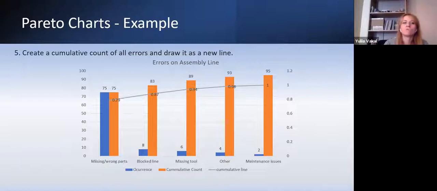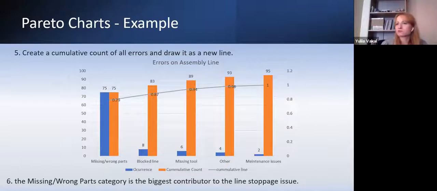So now you need to draw the conclusion, right? So what can we see from the chart? As we mentioned, the missing wrong parts category is the biggest contributor to our problem. So we can repeat our observation, and we can probably break this missing wrong parts category into something else, just to find other causes, other reasons.